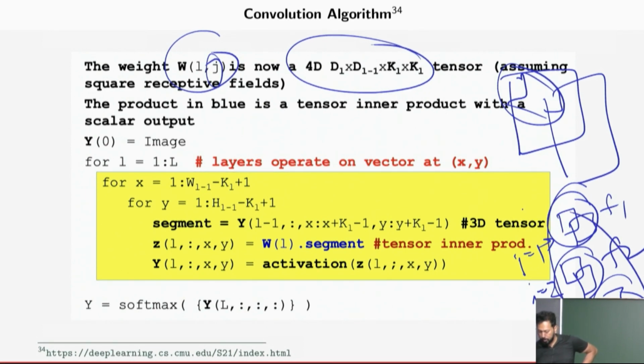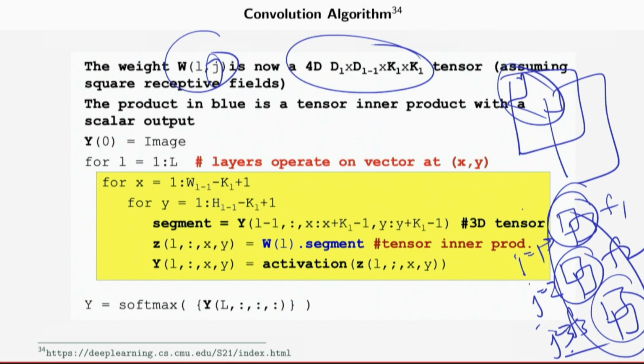So can you not combine this and then apply this on the segment? That could be done, but in this case the segment is 3D, but the tensor W I have combined, or stacked all together, is 4D. So 4D is being applied to 3D, so the output will be a vector in this case.